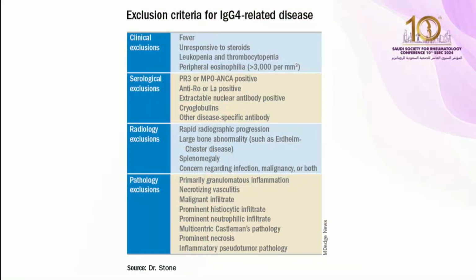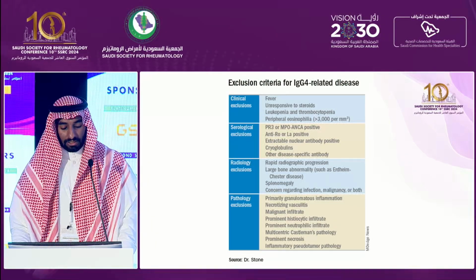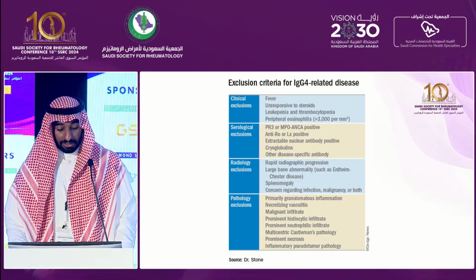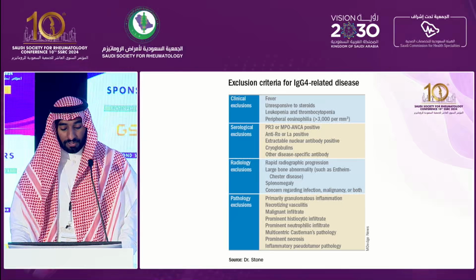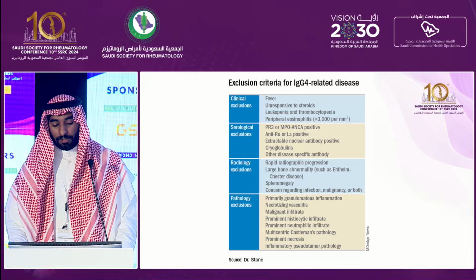Radiologically, if we have rapid radiographic changes or progression, large bone abnormality, splenomegaly, or if there is still a concern about infection and or malignancy. Pathologically, if we have a primary granulomatous inflammation, necrotizing vasculitis, malignant infiltrate, prominent histiocyte infiltrate, neutrophilic infiltrate, multicentric Castleman pathology, prominent fibrosis, or inflammatory pseudotumor pathology, this will exclude IgG4-related disease.